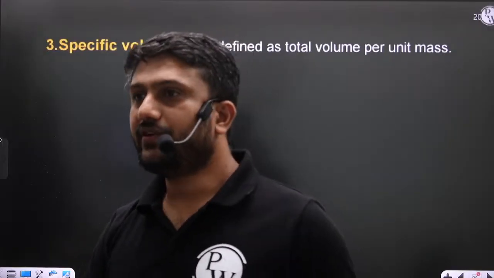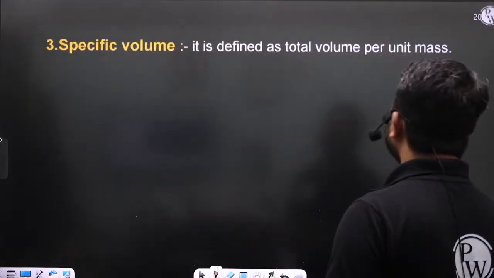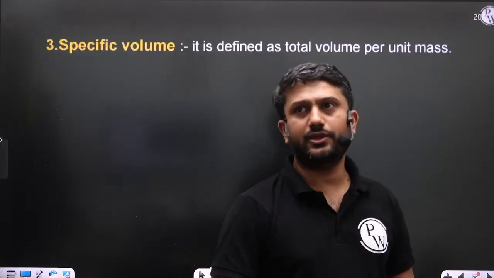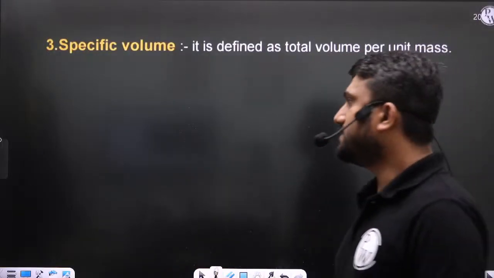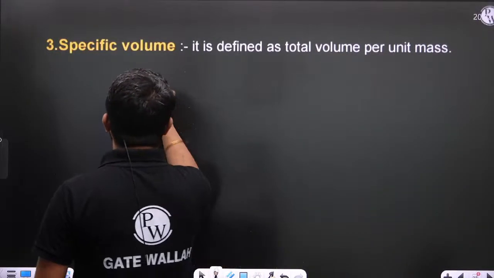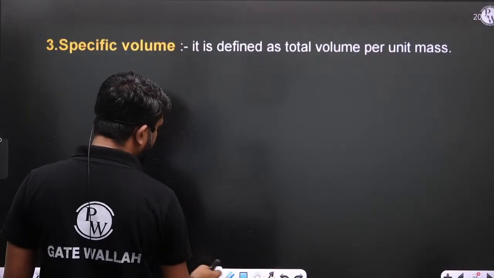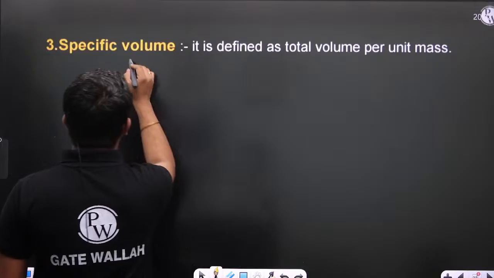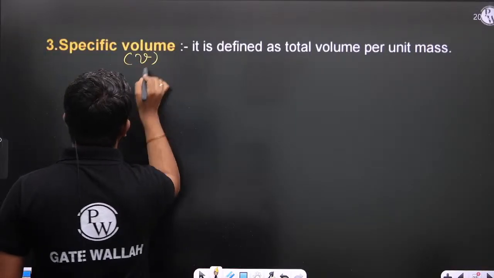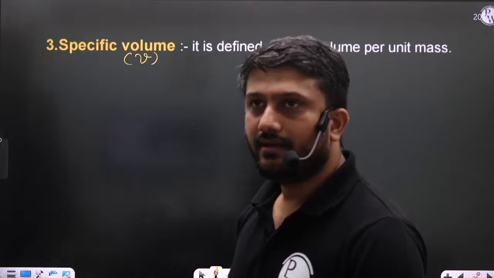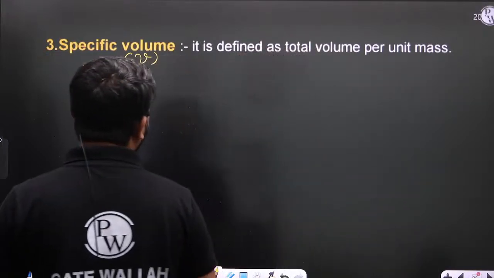So what is the specific volume? Specific volume is nothing but the total volume per unit mass, and specific volume is denoted by small v. The total volume is noted by capital V, and the specific volume is noted by small v.